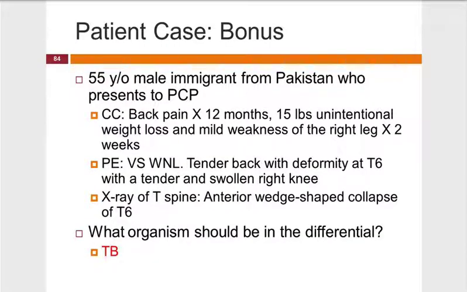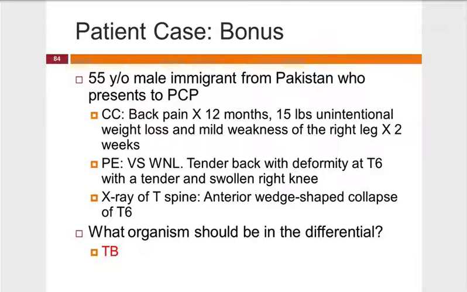And this is our final bonus case, right? You have a 55-year-old male immigrant from Pakistan who presents to the primary care physician. Basically complains of back pain for the last 12 months. He has 15-pound unintentional weight loss and mild weakness of the right leg for the last 2 weeks. His vital signs are all within normal limits. On physical exam, you find that he has a tender back with deformity at the T6 with a tender and swollen right knee. His x-ray of the T-spine shows anterior wedge-shaped collapse of the T6.